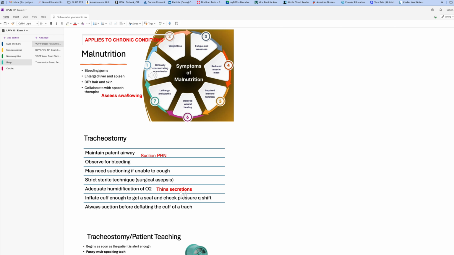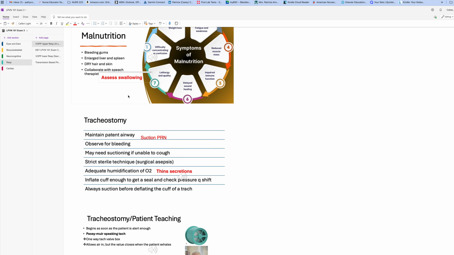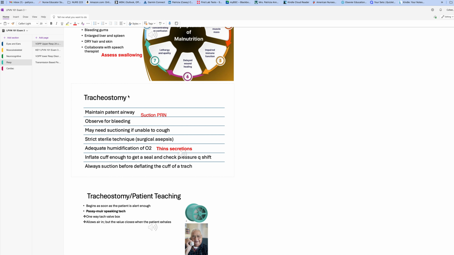With a tracheostomy, remember suction PRN. You always want to give a lot of fluids, make them drink a lot of fluids, and add humidification to the O2 because it thins secretions, okay? You want to suction before deflating a cuff on a trach so they don't aspirate. Make sure you understand the nursing implications of aspiration precautions. The number one thing: get the head of the bed up, right? High Fowler's when you're feeding, and the other thing is mouth care.